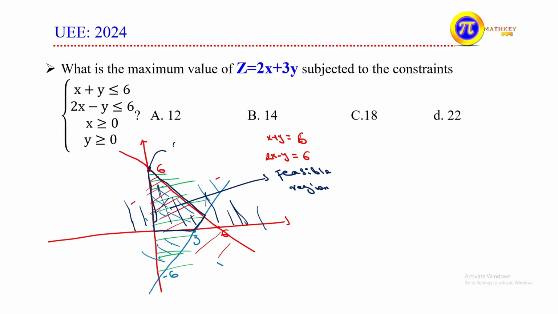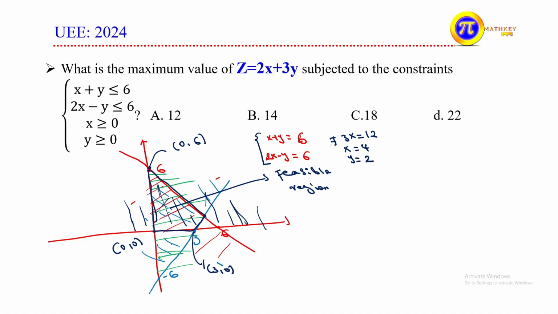The corners are 0,6 here, 3,0 here, and the origin at 0,0. What about the intersection? We have to solve this system of linear equations. Since y is cancelled by negative y, we get 3x equals 12, so the value of x is 4. What about y? Substitute x is 4 into x plus y equals 6, and then y equals 2.